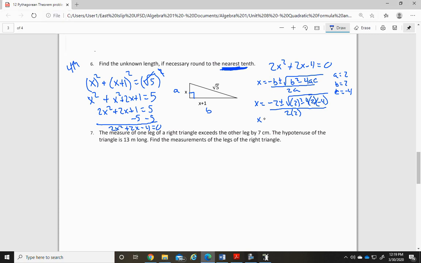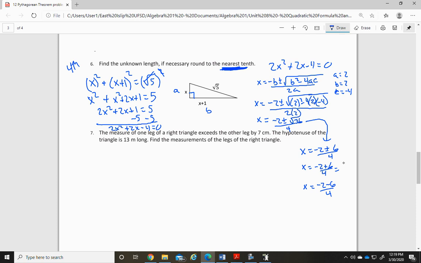So what I notice is actually I probably could have factored this because under the square root we get a 36, which means our roots are real and rational, right? So this is equal to, running out of room, x equals negative 2 plus and minus 6 over 4. So x is negative 2 plus 6 over 4, or x is negative 2 minus 6 over 4.